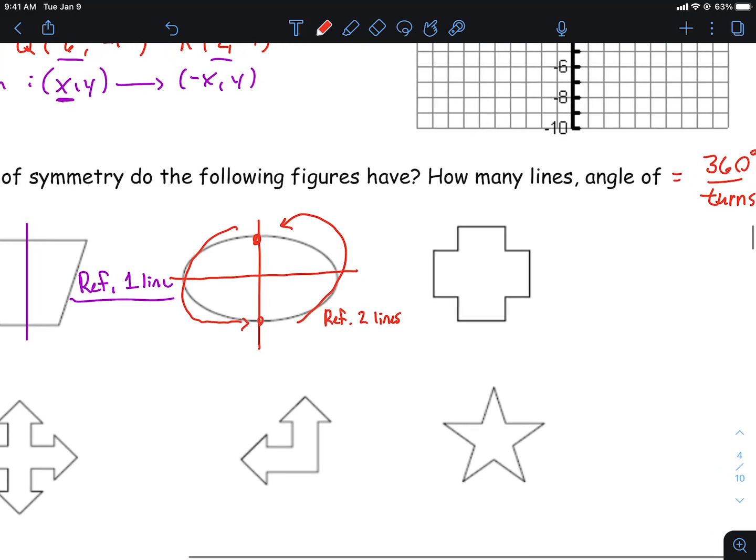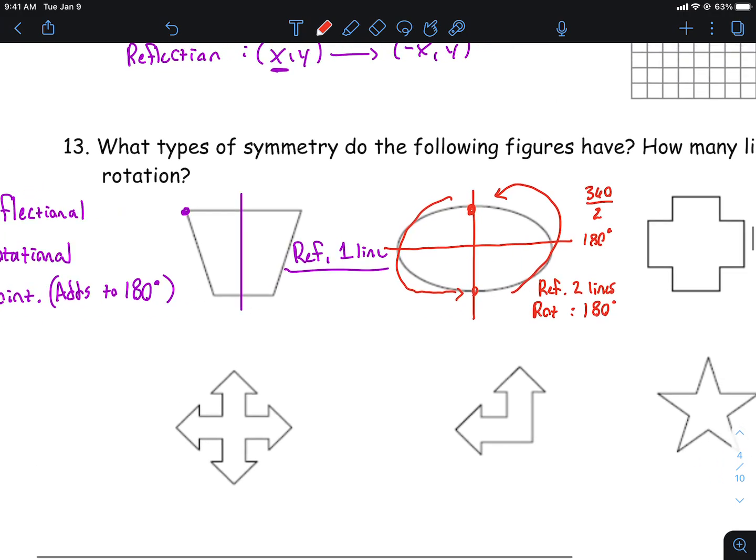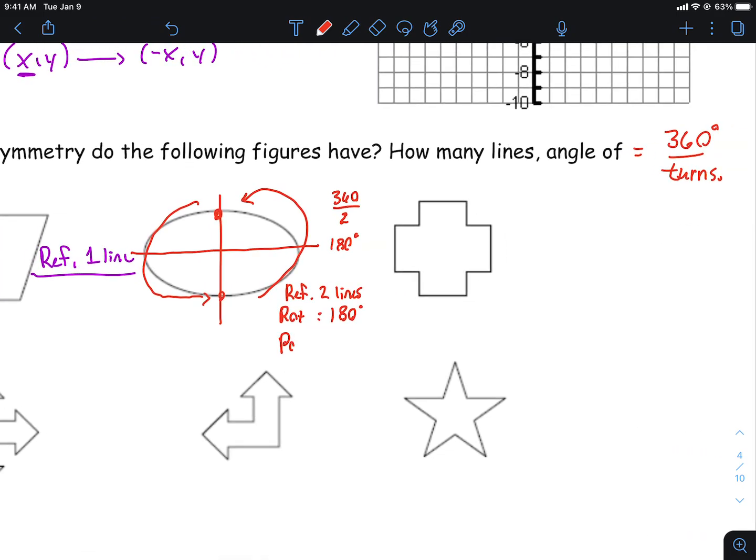So we'll say it has two turns, and you're going to do 360 divided by your number of turns. So let's go ahead and do 360 divided by 2. That's going to get us 180 degrees. So we will say it has rotational degrees of 180 degrees. And since it has rotational of 180 degrees, that is also going to be point symmetry as well. So you got your three types of symmetry and then two lines in 180 degrees.